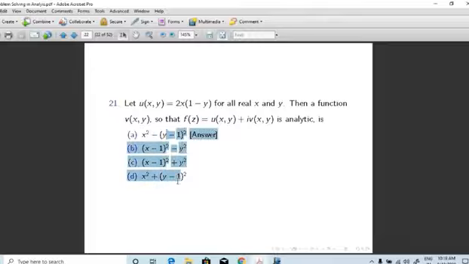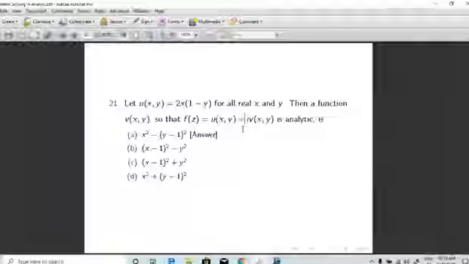So which one is a suitable v such that this is analytic? Just check the CR equation and you get the answer. If you differentiate with respect to y and with respect to x, you get the same with a minus sign. So it's a simple thing; we have to check this. The first one is the answer.